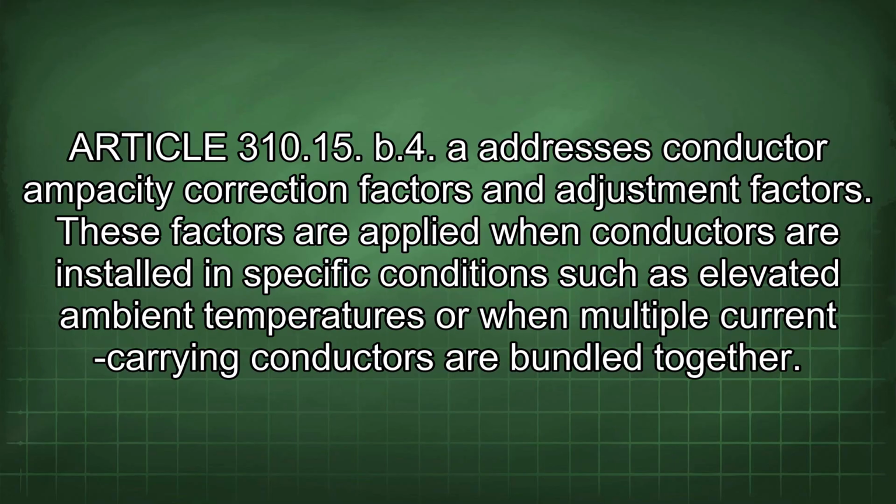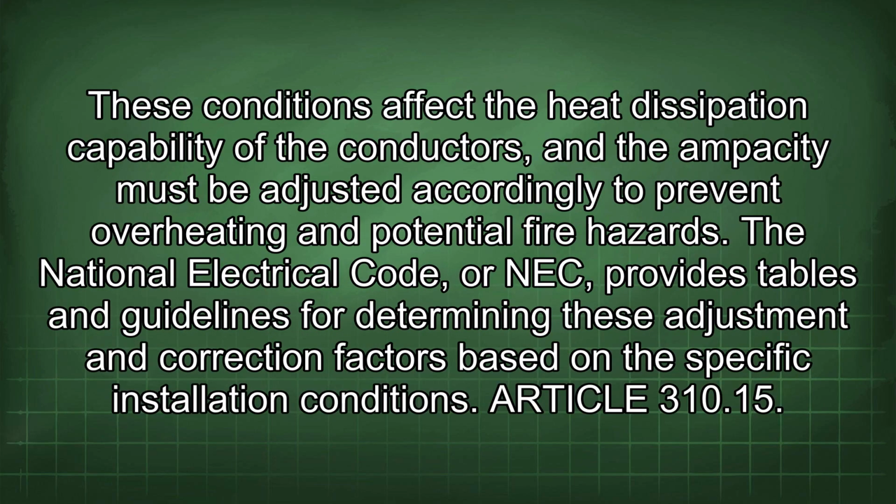Article 310.15(B)(4) addresses conductor ampacity correction factors and adjustment factors. These factors are applied when conductors are installed in specific conditions such as elevated ambient temperatures or when multiple current-carrying conductors are bundled together. These conditions affect the heat dissipation capability of the conductors, and the ampacity must be adjusted accordingly to prevent overheating and potential fire hazards.